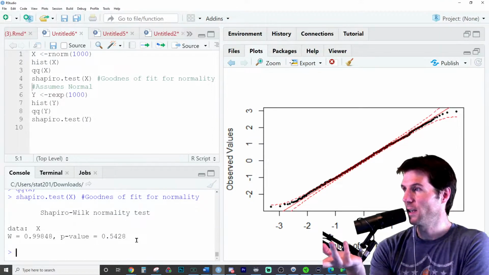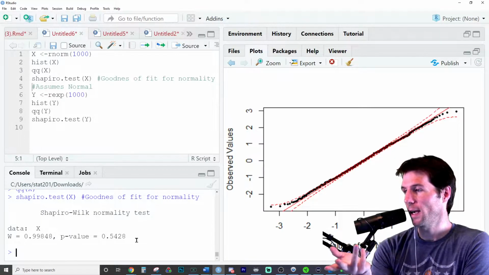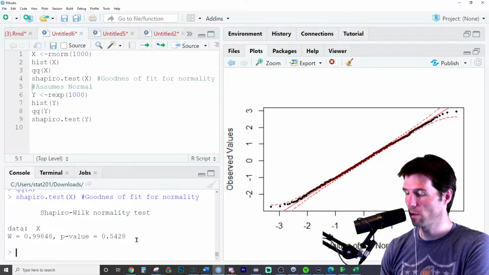Pretty much stay normal. Yeah, the idea is you would continue to believe it's normal. You don't have evidence to go against that. So you would say, I still believe it's normal. I do not reject that it's normal. I continue to believe that it's normal.